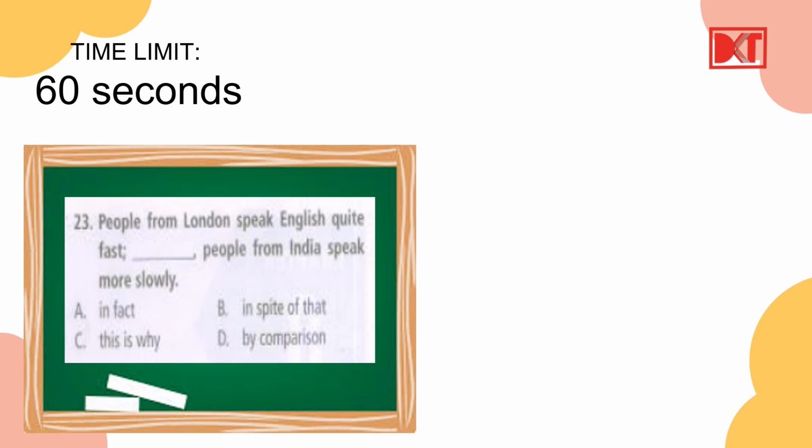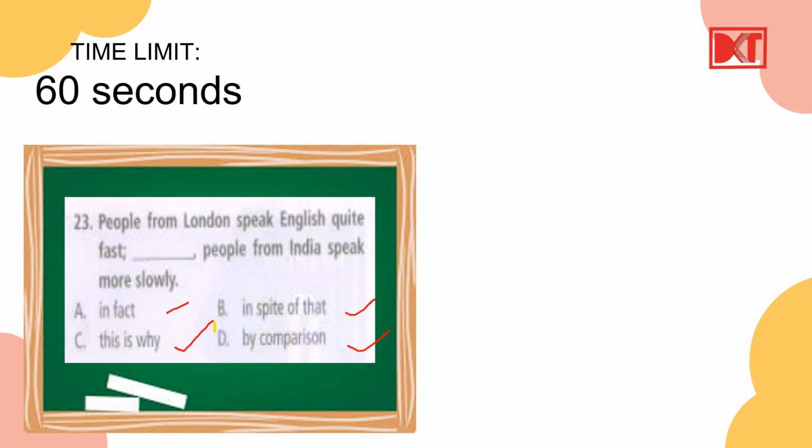People from London speak English quite fast, dash people from India speak more slowly. In fact, people from India speak more slowly. In spite of that, people from India speak more slowly. This is why people from India speak more slowly. Or by comparison, people from India speak more slowly. Okay, let's see, here the correct answer is D.